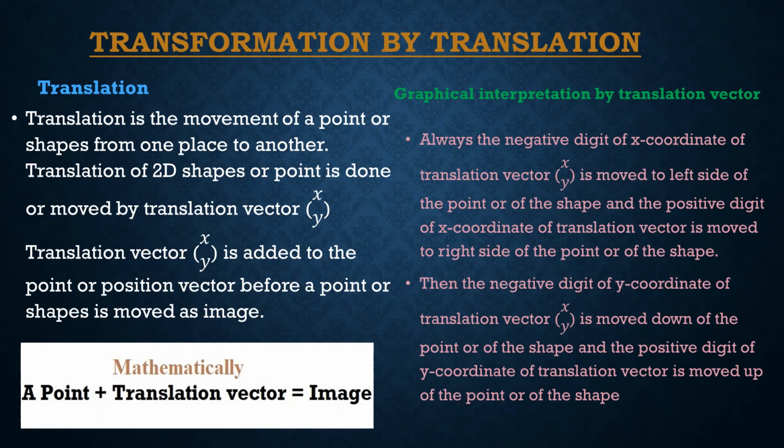The graphical interpretation of the translation vector: the negative digit of the x coordinate of the translation vector moves the point or shape to the left side, and the positive digit of the x coordinate moves it to the right side. Then the negative digit of the y coordinate of the translation vector moves the point or shape down, and the positive digit of the y coordinate moves it upwards. Okay, we have already discussed this, that is why, be keen on the attention. Okay, good.